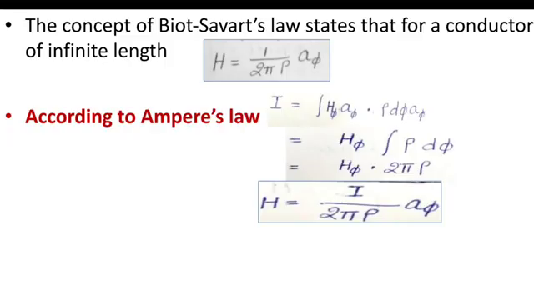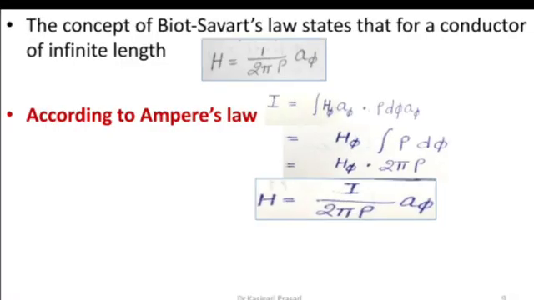The differential length is rho d phi a phi. Therefore, taking H phi outside, the integral of rho d phi over the circle gives 2 pi rho, the distance covered. So I equals H phi times 2 pi rho, and H equals I divided by 2 pi rho times a phi. This is defined as per Ampere's circuital law: the amount of magnetic field produced for an infinite line current.